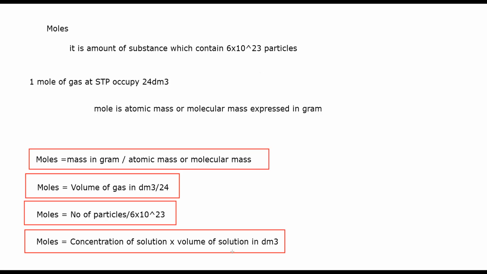So, for example, the question related to the first formula, which is moles equal to mass in gram divided by atomic or molecular mass. Because it depends on whether a substance is an atom, then atomic mass. If it's a molecule, then it will be a molecular mass.